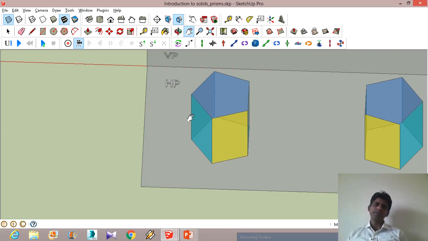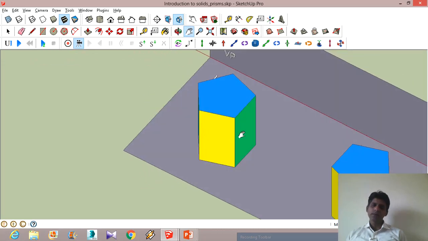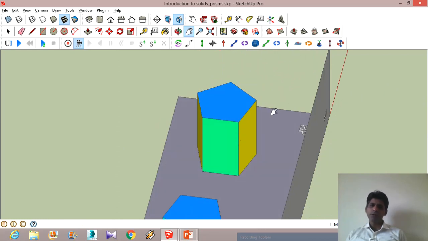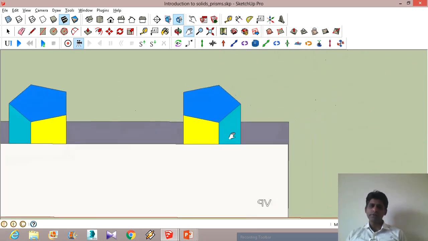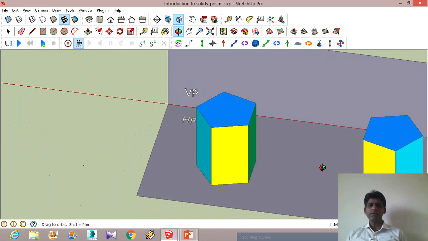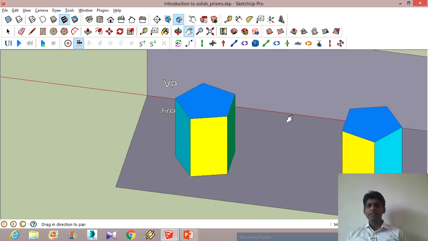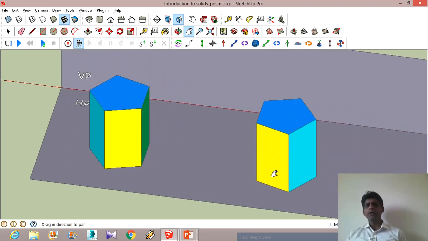So here it has five lateral sides, one top face. This is the first one, second one, this is the third one, this is the fourth one, and of course this is the fifth one. So it has five lateral sides and two surfaces, one on the top and the other one is the base. So if we want to rest it on the edge of the base, we are going to place it like this, and this will be the orientation if we want the prism to rest on one of its corners.